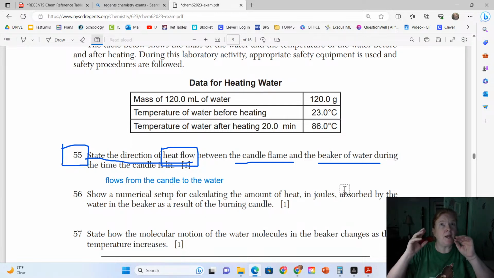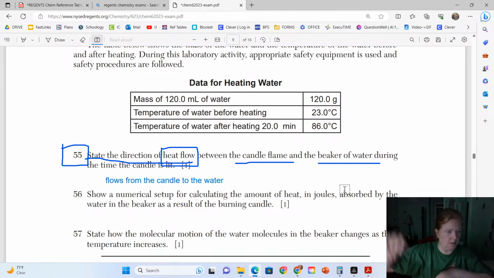So like if I open the door and my house is warm and it's cold outside, the warm air from my house will leave and will flow out to the cold. Okay. If you said from the candle to the beaker, yes, absolutely. From the candle to the beaker would count.